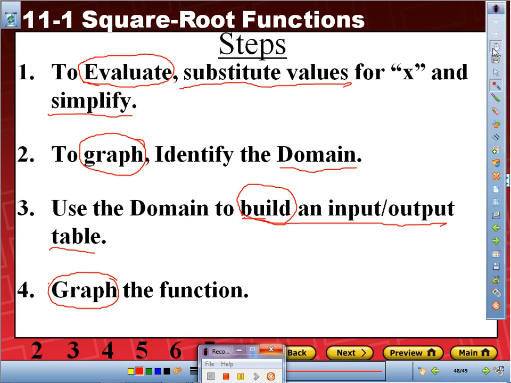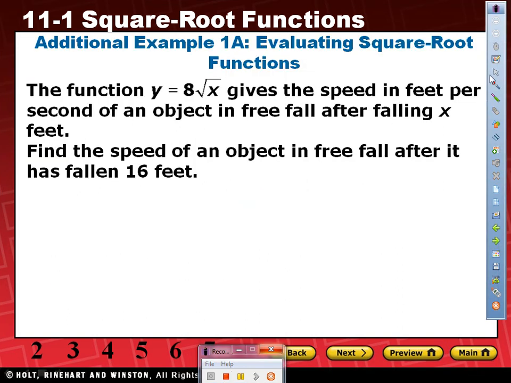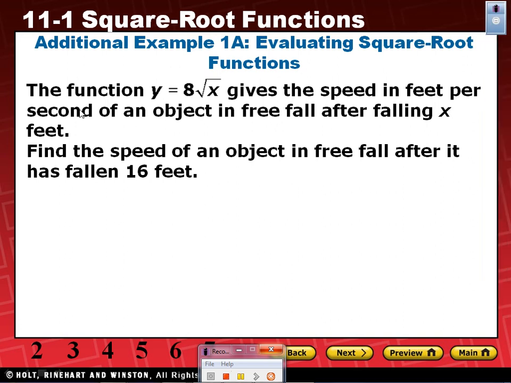So here we go. To get us started, copy this example down, example 1a. The function y equals 8 times square root of x gives the speed in feet per second of an object in free fall after falling x feet.